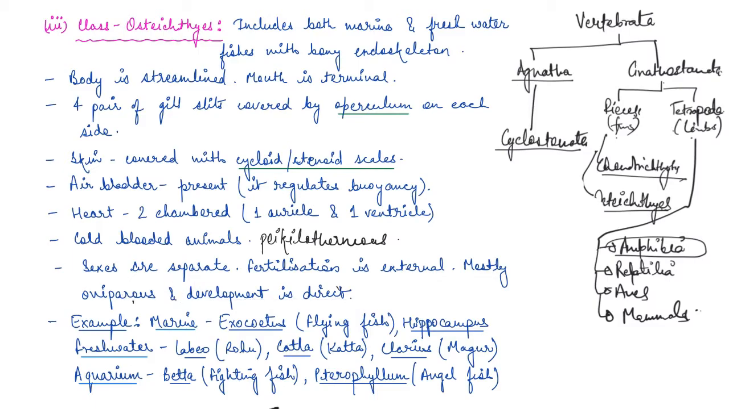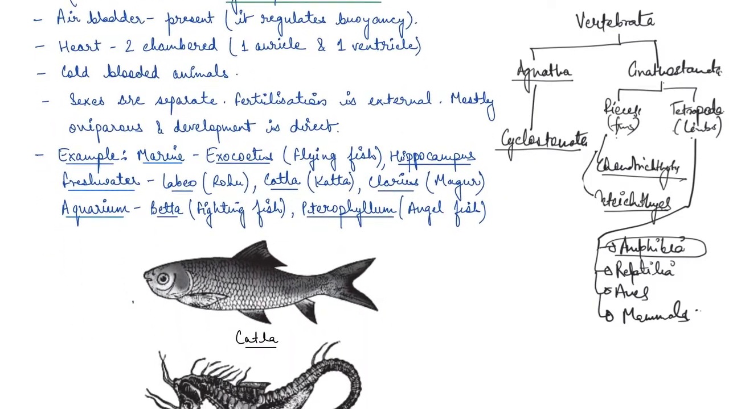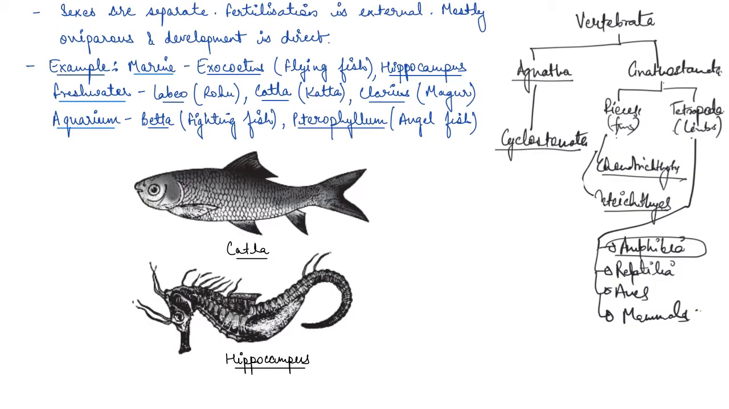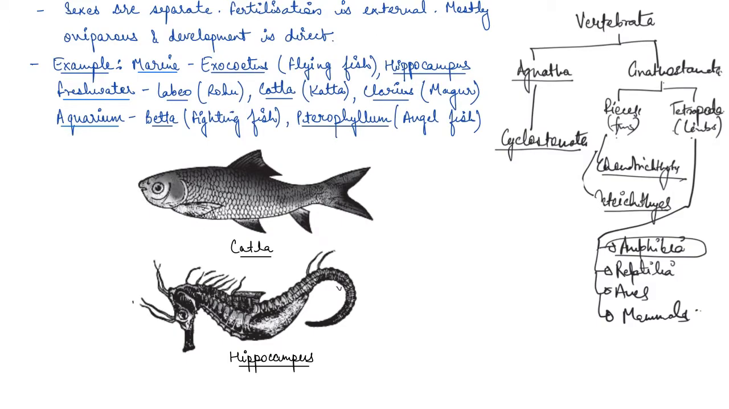Okay, now some examples. You have a lot of fish which fall under the category of Osteichthyes. Since they are marine as well as freshwater, you have marine forms like Exocoetus or flying fish, or Hippocampus. Then there are freshwater fish like Labeo rohita, Catla, Clarias, right? So Mangur. Then you have aquarium fishes as well. So you have Betta, which is a fighting fish. You have Pterophyllum, which is an angel fish, a very common fish that you can find inside an aquarium. There is a lot of variety of Osteichthyes fishes.